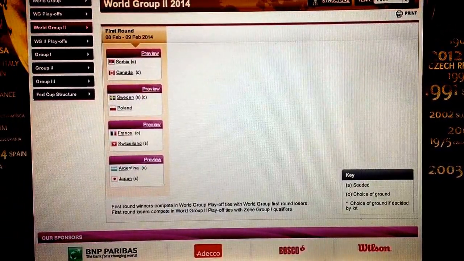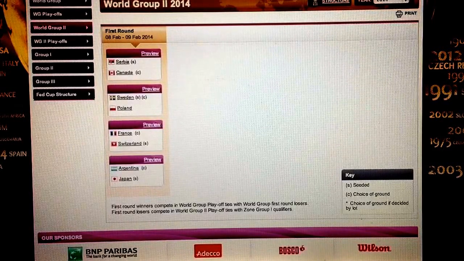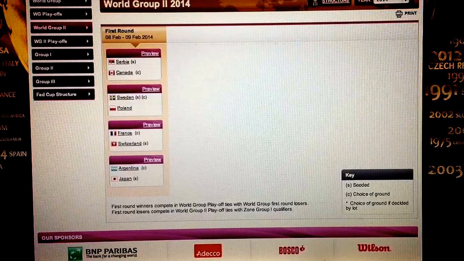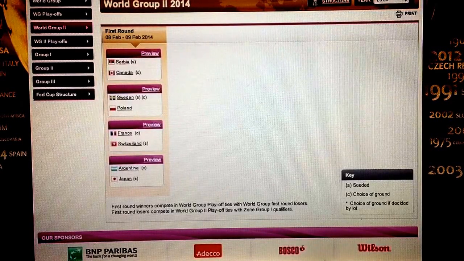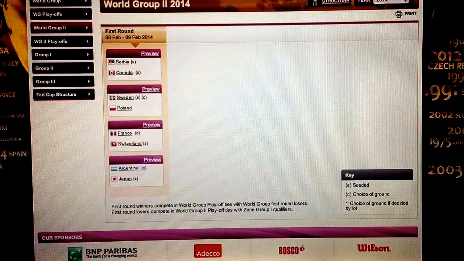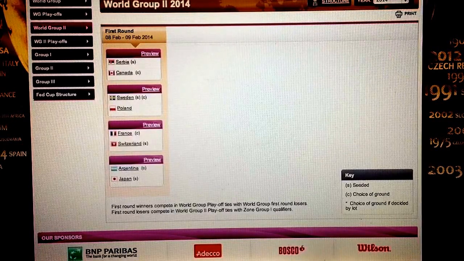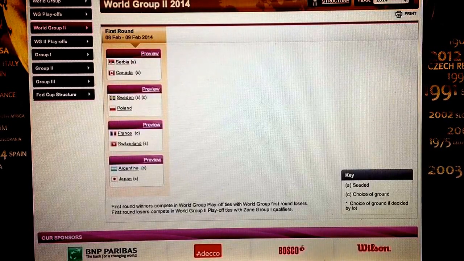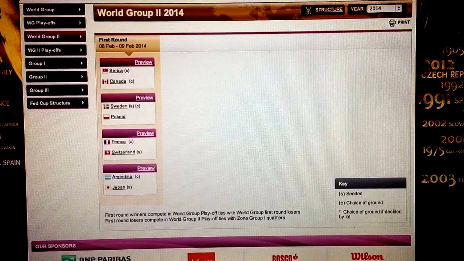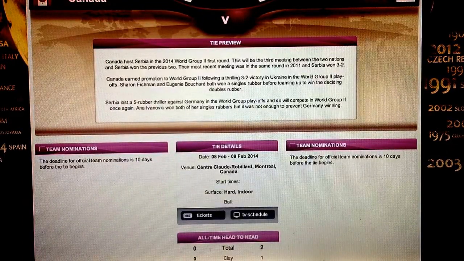There's the list for the first round in February, World Group 2. The first of the world groups, Serbia, who was in the final of this event in 2012, didn't have a healthy Ivanovic and Jankovic the whole way through last year and suffered for it and ended up getting relegated down to World Group 2. They're going to have to fight their way back up. Just take a quick look at that. It's going to be in Montreal, Canada, so it's not going to be easy.